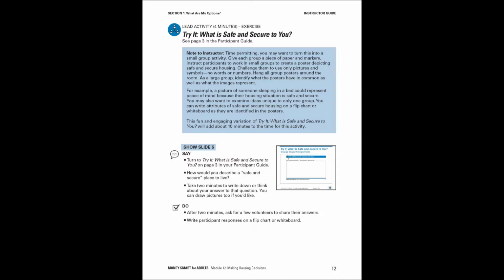Slide 5 is the actual picture of what they're seeing on page 3 in the participant guide. And the question is, how would you describe a safe and secure place to live? Give them 2 minutes to go ahead and write that down. Then after the 2 minutes, ask for a few volunteers to share their answers.